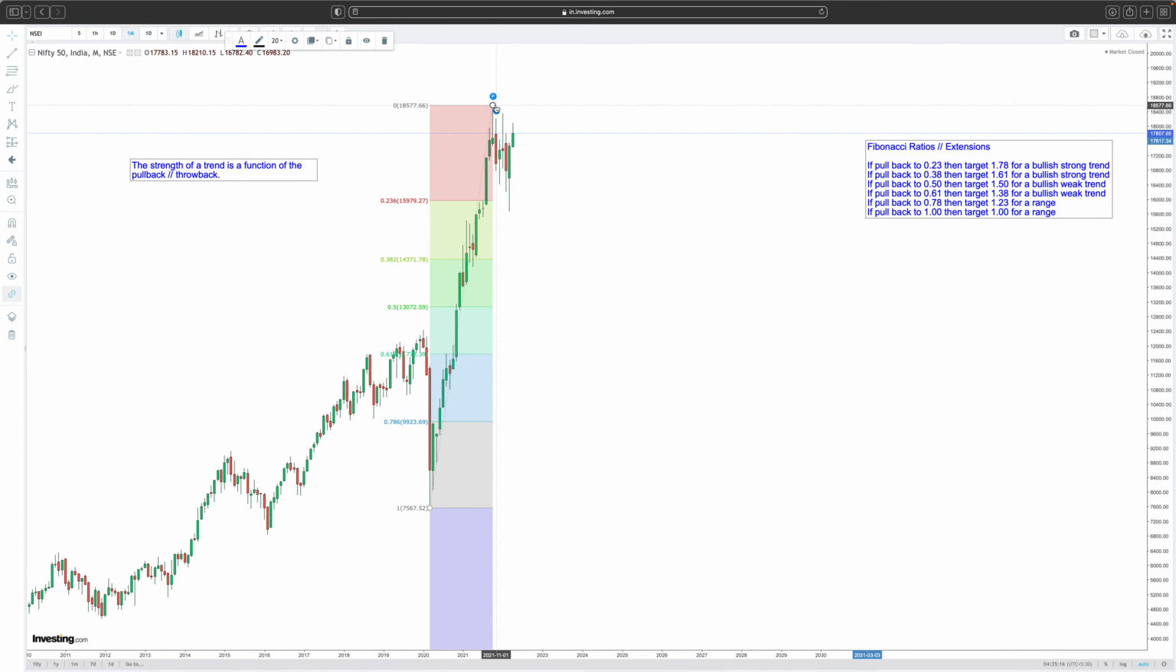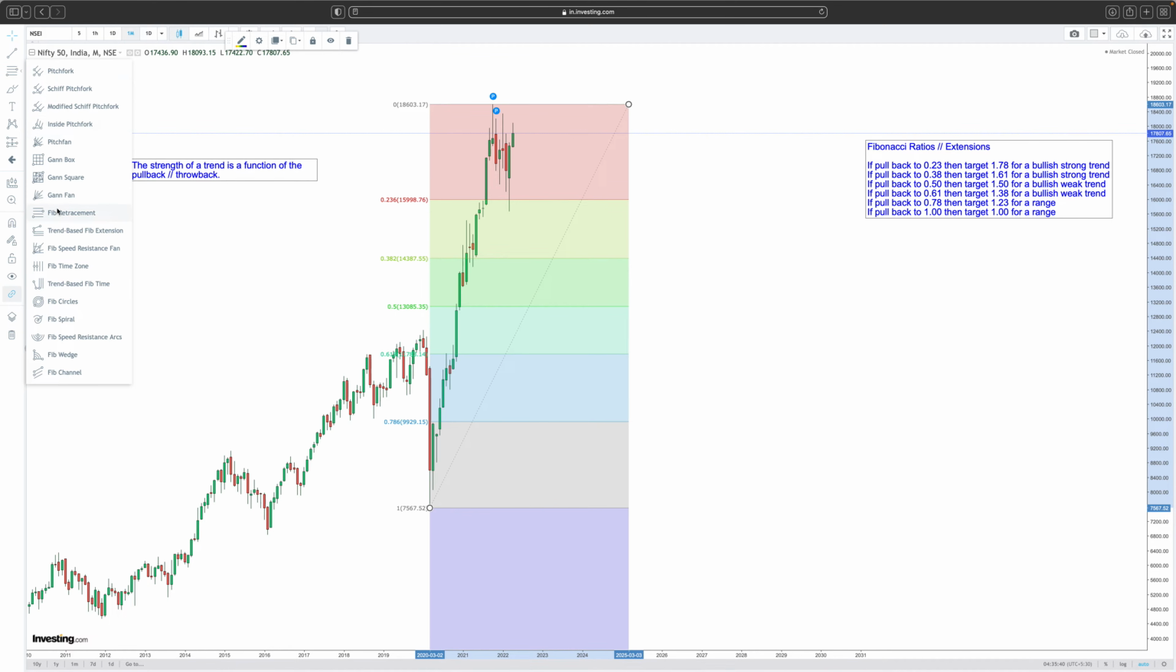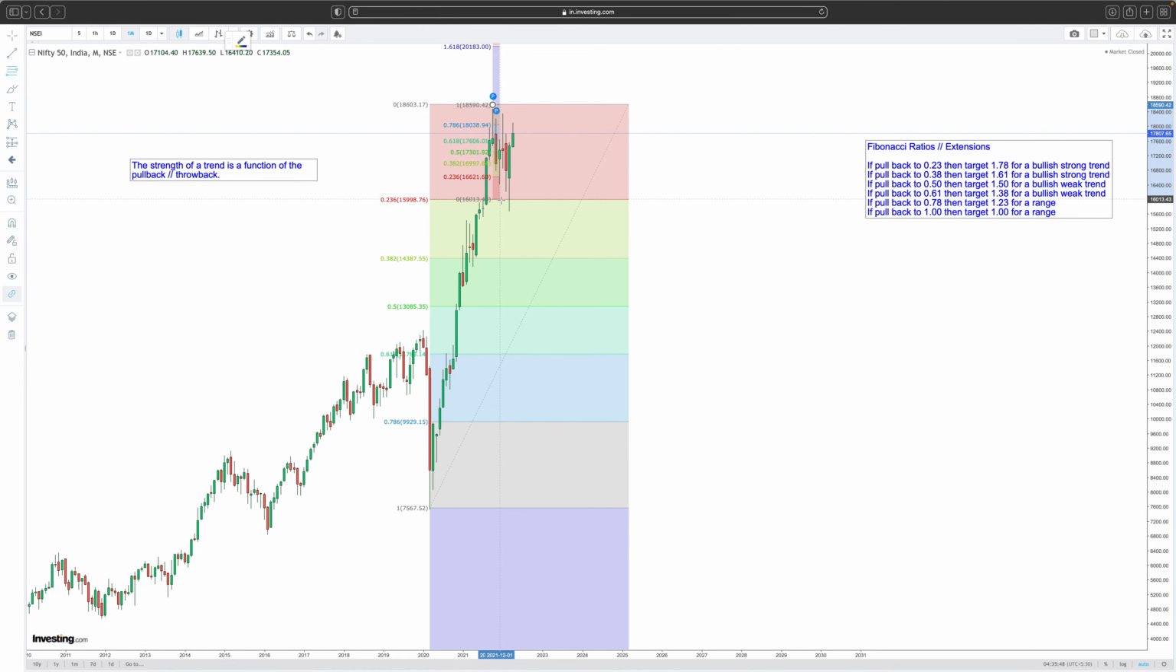We are currently seeing that the market is trading above the 23 level, which means that if the market indeed is to just take the support of this level and eventually take out this high completely, we would know that we are in a bullish trending market and our first point of target would be 1.78, which is captured like this. So I will again select the fib retracement, but this time I am looking at 178% of the move on the downside. So I will connect these points here.